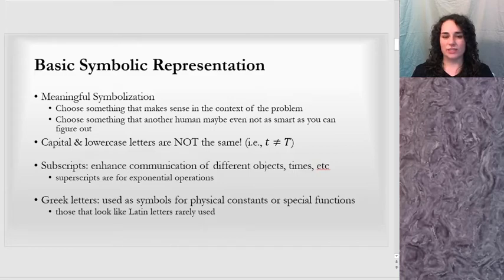Basic symbolic representation has some common strategies that are convention and also can be used mindfully to communicate well. That's what you're doing, you're communicating different symbols or concepts. So meaningful symbolization includes choosing something that makes sense in the context of the problem. For instance, if we're dealing with distances, often D is used, D for distance. Also, position is often referred to in the x coordinates. So x can be used as a symbol for distance or position.